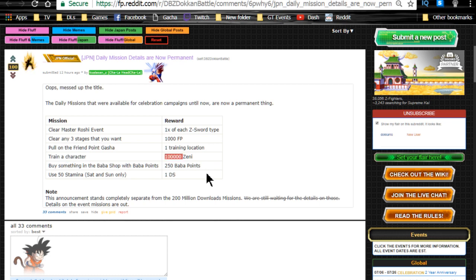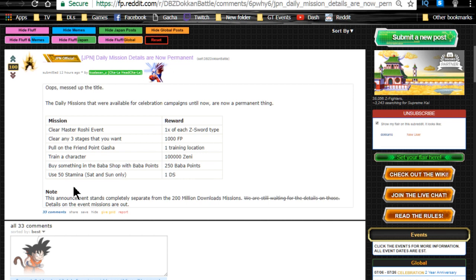Number 4, train a character. That's 100,000 Zenny. Number 5, buy something in the Baba shop with Baba points, 250 Baba points. And the last but not least, use 50 stamina Saturday and Sunday only. I'm pretty sure that means 2 Dragonstones for your weekend, so that's 1 Dragonstone a day.